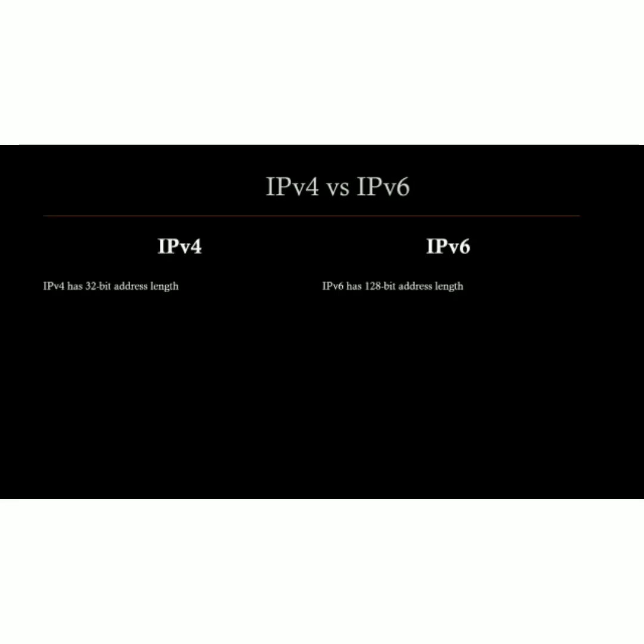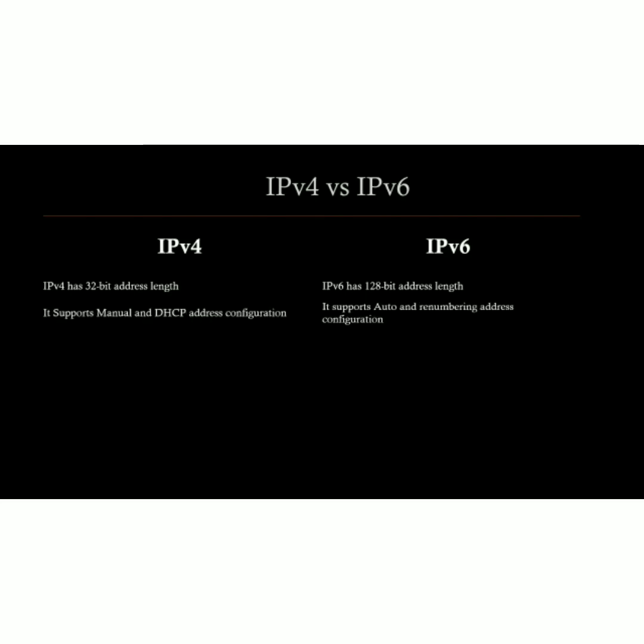Now we are going to discuss the difference between IPv4 and IPv6, as we earlier discussed IPv4 and IPv6 in detail. First point of distinction is based on the length of IPv4 and IPv6. IPv4 has a 32-bit address length, whereas IPv6 has a 128-bit address length.